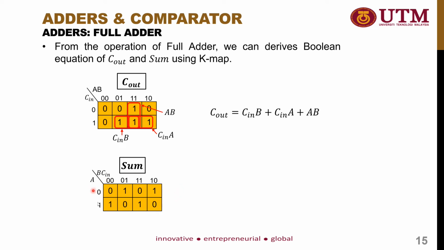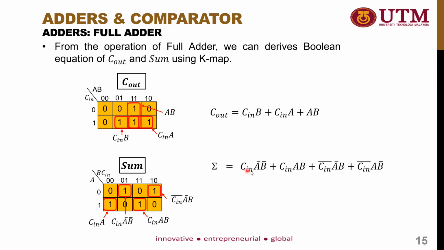You see here, in the K-map, when we want to derive the expression of sum, we have 4 different expressions. The first expression is Cin bar, A bar, B. The second expression is Cin AB. The third expression is Cin A bar B bar. And the fourth expression is Cin bar A B bar. So you can get the expression of the sum, which is Cin A bar B plus Cin AB plus Cin bar A bar B plus Cin bar A B bar.